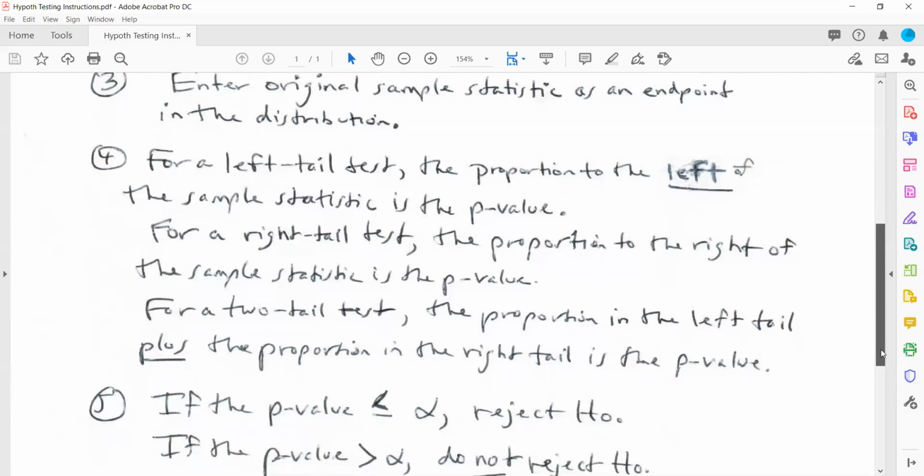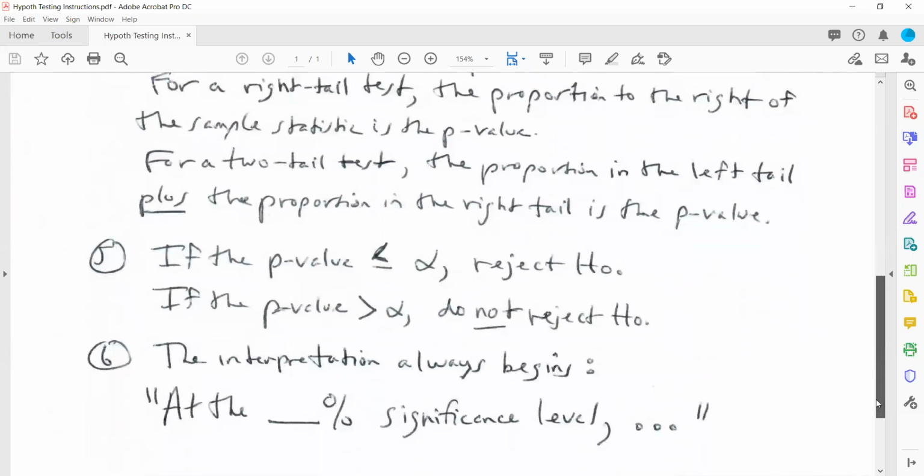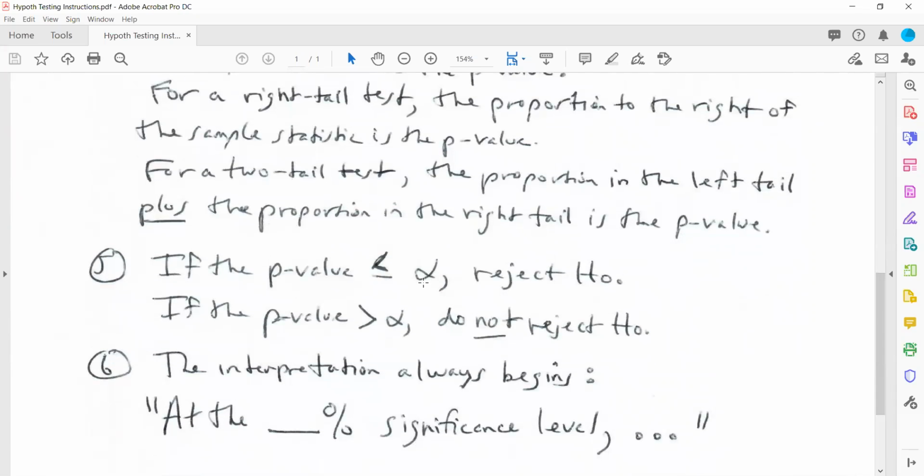And then you're going to compare this p-value, which is a probability, to the alpha, which will be given in the problem. That's the level of significance. And if the p-value is less than or equal to alpha, we're going to reject the null hypothesis. If the p-value is greater than alpha, we're not going to reject the null hypothesis. So that's the decision rule.